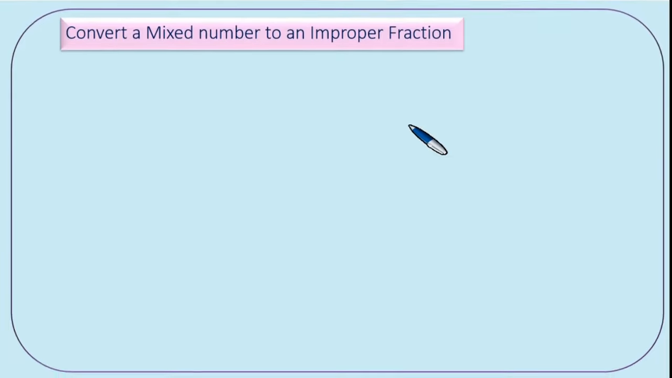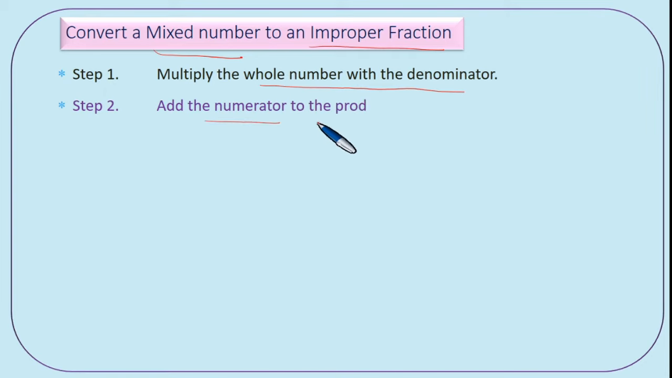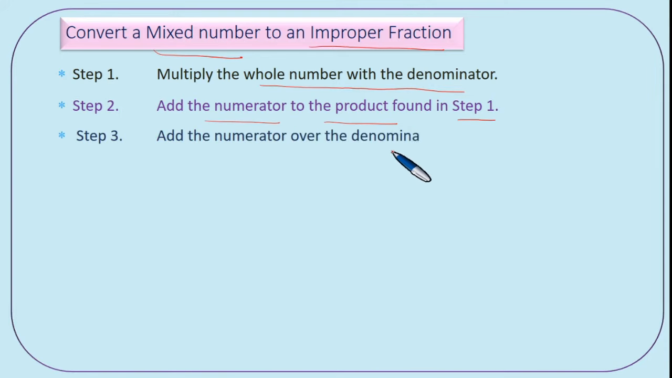Now let me learn how to convert a mixed number to an improper fraction. For this we have 3 simple steps. Step 1, multiply the whole number with the denominator. Step 2, add the numerator to the product found in step 1. Step 3, write the sum over the denominator. Very simple 3 steps. Concentrate on the example here. Definitely you will understand.